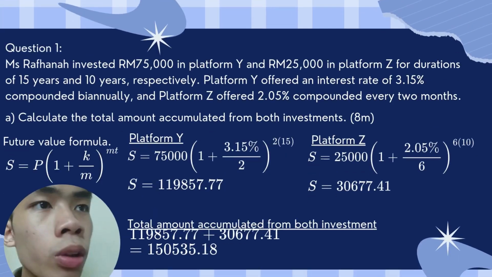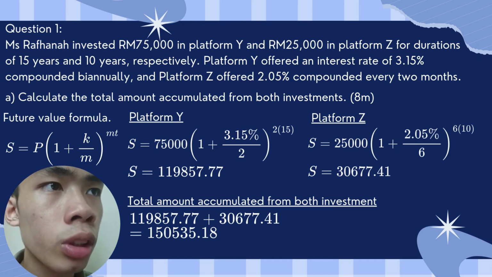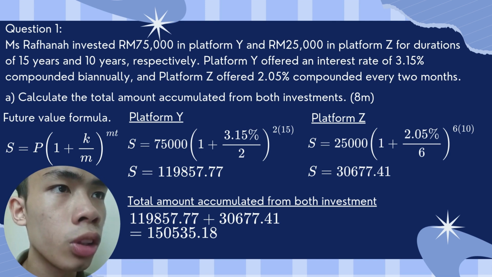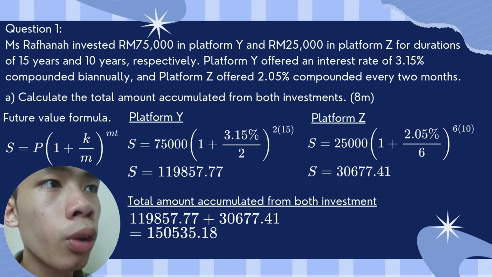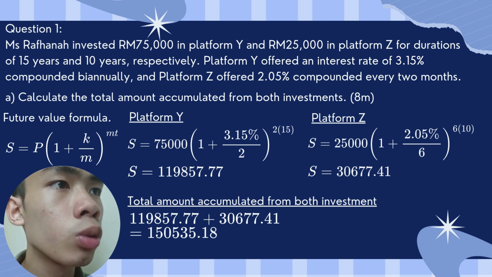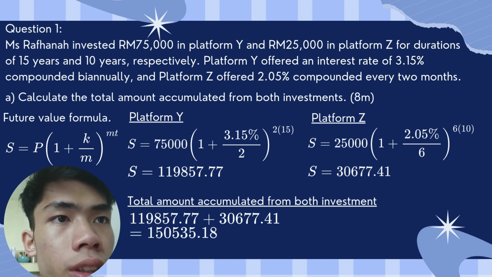Okay, for now we will look at problem statement question 1A in compound interest. Miss Rafana invested 75,000 ringgit in platform Y and 25,000 ringgit in platform Z for a duration of 15 years and 10 years respectively. Platform Y offered an interest rate of 3.15% compounded biannually and platform Z offered 2.05% compounded every 2 months. For this question, we're going to use the future value formula.